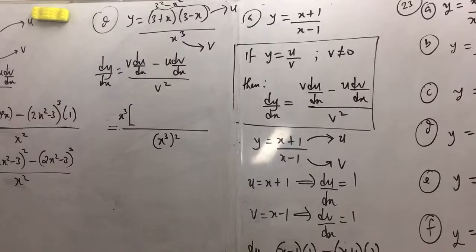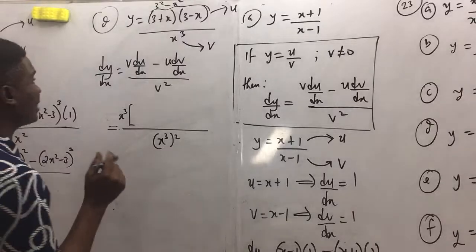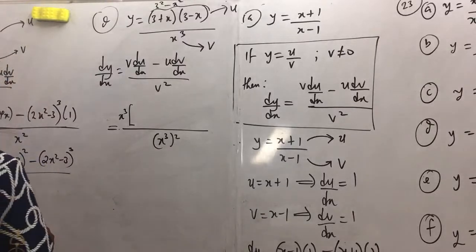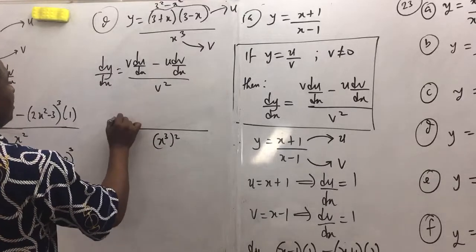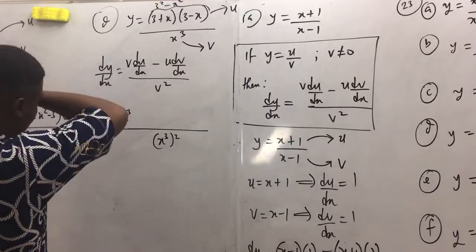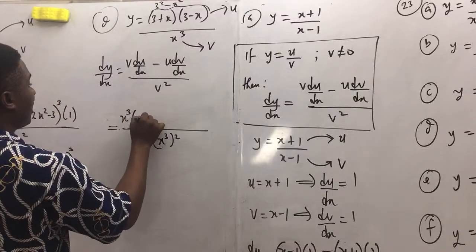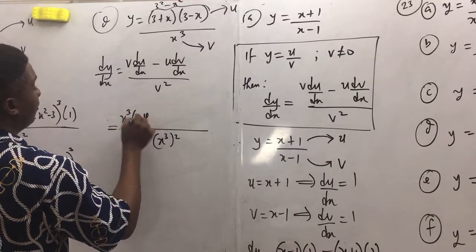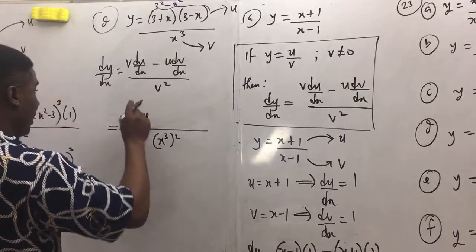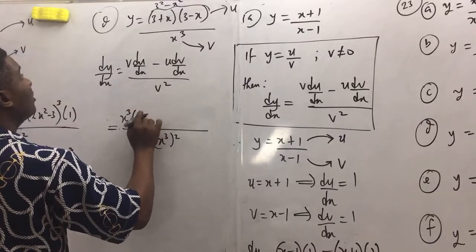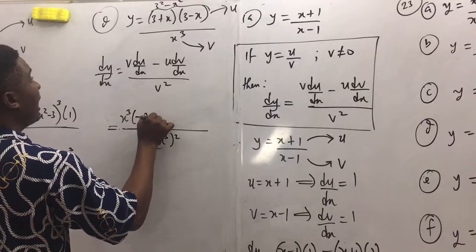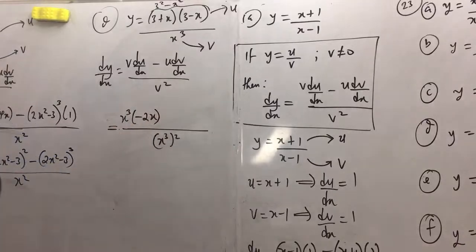So if you differentiate 9 minus x squared, what you'll be having will be minus 2x. So that's what you're going to have.